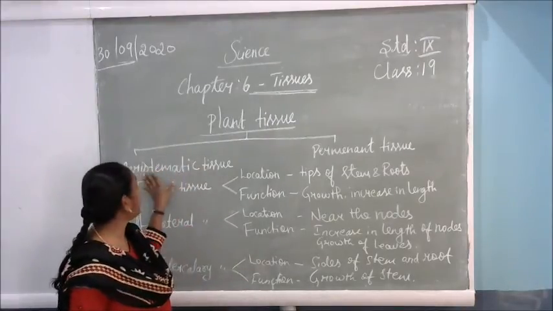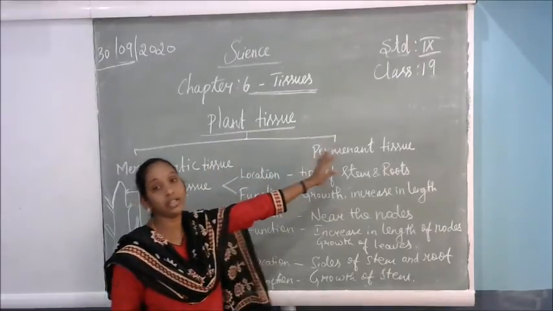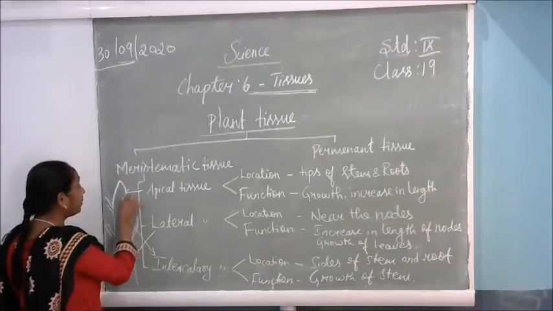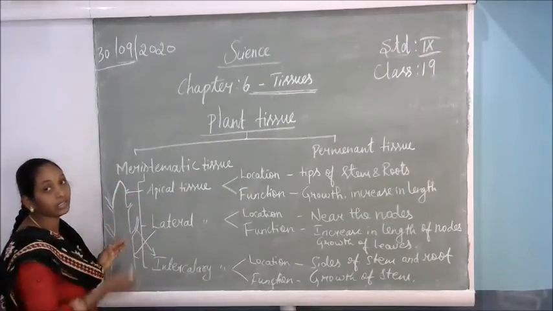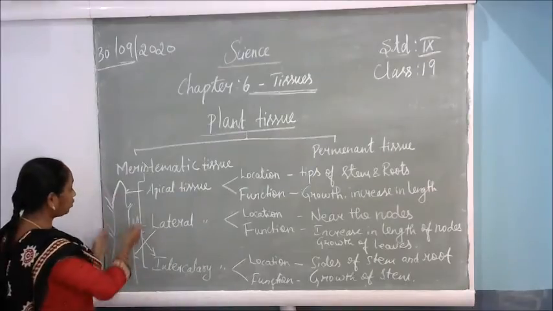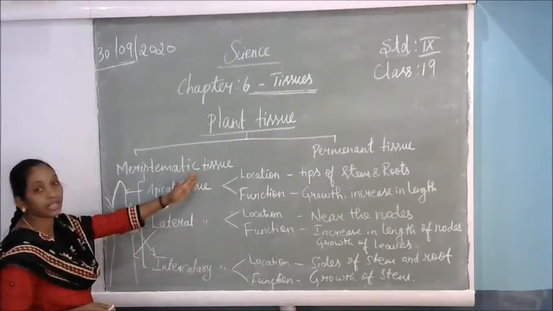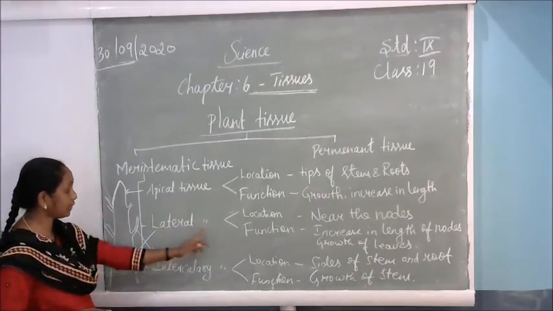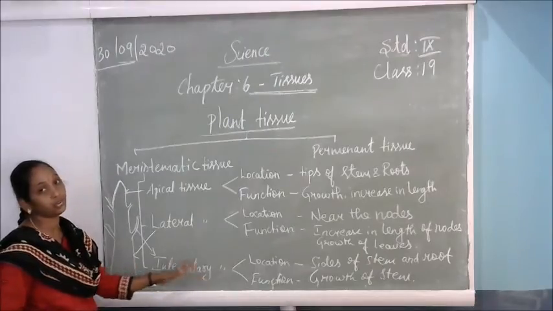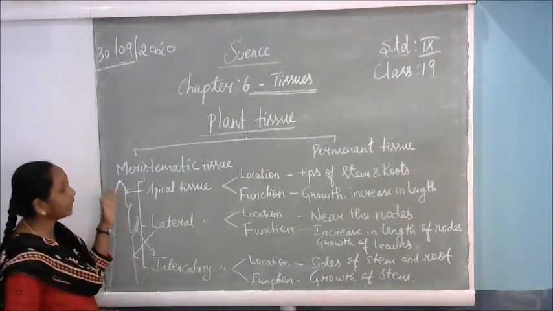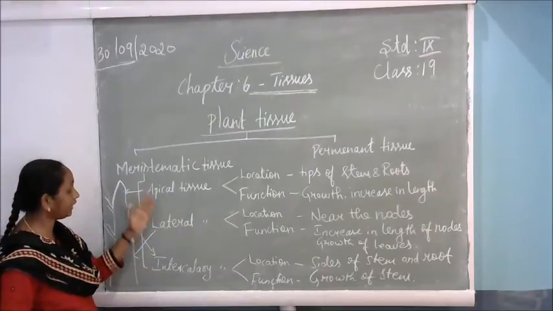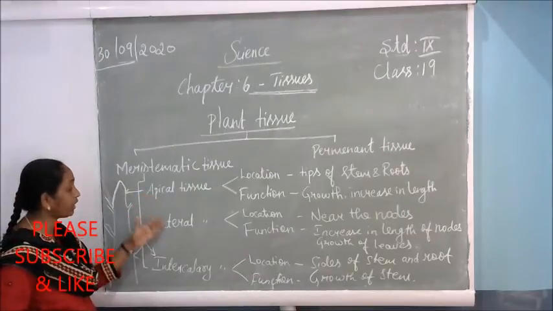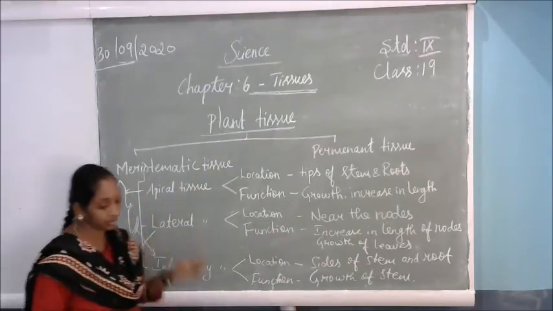Those tissues are called meristematic tissues and permanent tissues. This is the microscopic structure of the plant, if we cut the stem or any other place. There are three types of meristematic tissues present: first, apical tissues; second, lateral tissues; and third, intercalary tissues. Each of these tissues has a special location where it is present and a special function. That we are going to discuss now.